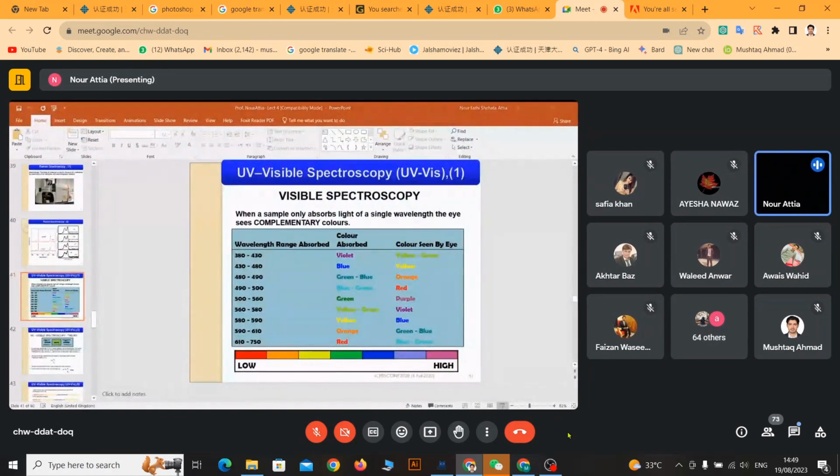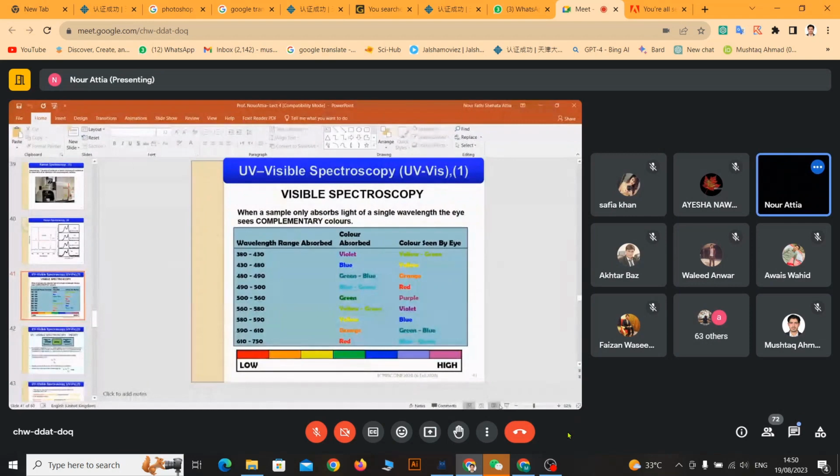UV visible. I think you have this instrument, and the phenomenon when you see violet or blue means that you see the complementary color. I mean, when you see a material in orange, for example, this means this material is actually green. You are seeing the complementary. I think you know this from secondary school, so I will skip this because it's simple.